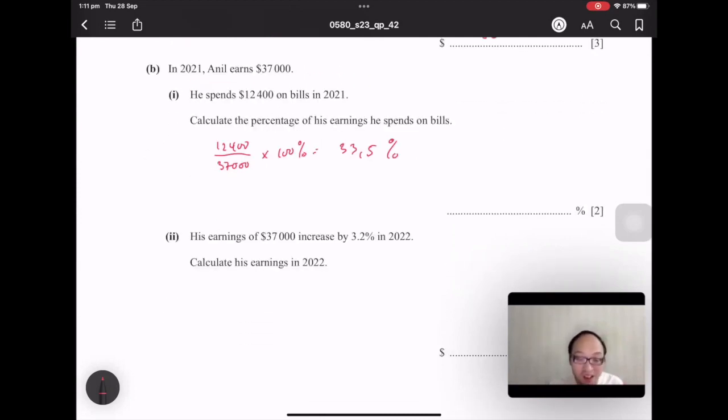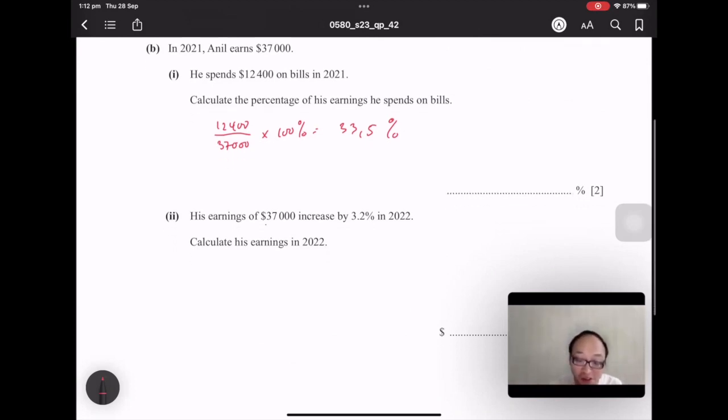His earnings of 37,000 increased by 3.2% in 2022. Calculate his earnings in 2022. So this will be the 100%. That means in 2022 will be 103.2%. So we can just do 103.2 over 100 times 37,000. So it's $38,184.